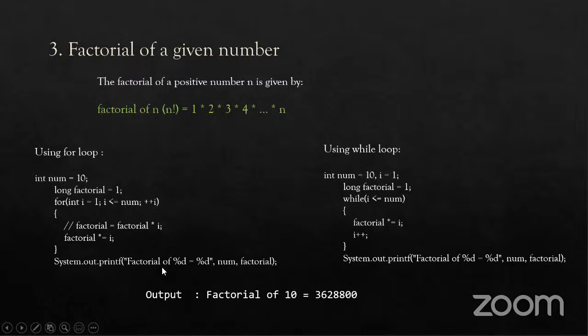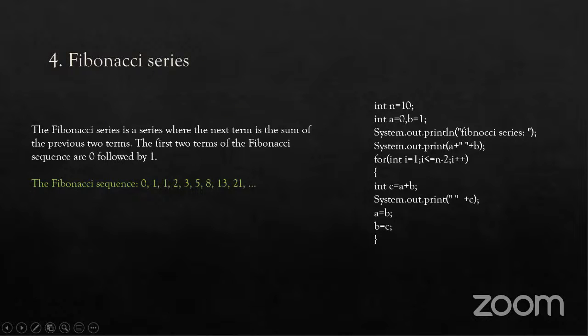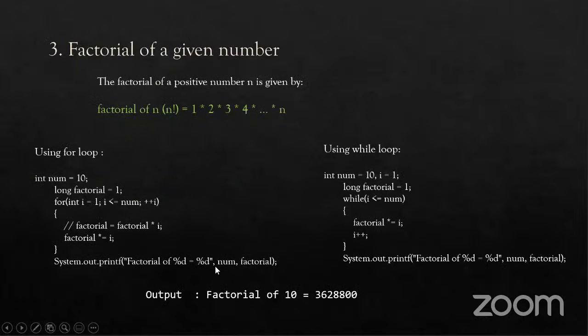I have printed factorial of %d is %d, and I have passed num and factorial, so the values will come in both places. So factorial of 10 equals 3628800. The same thing we can do using a while loop.